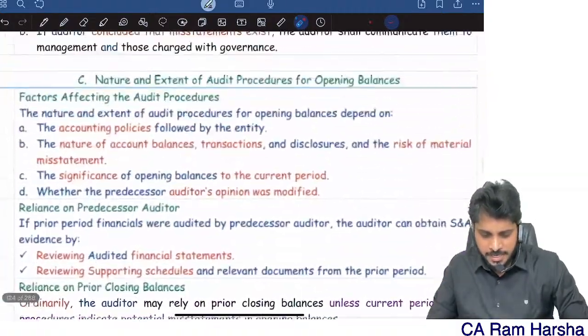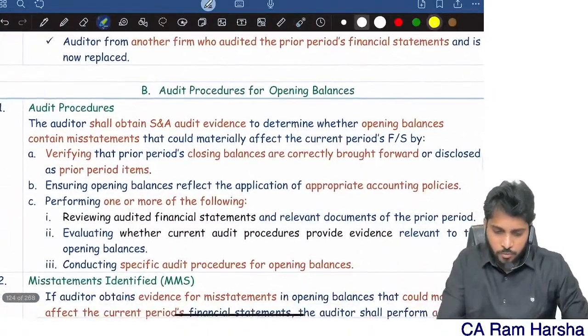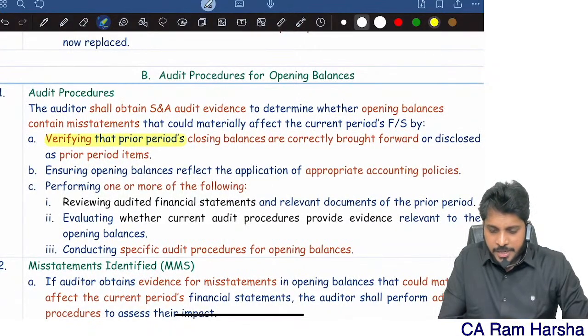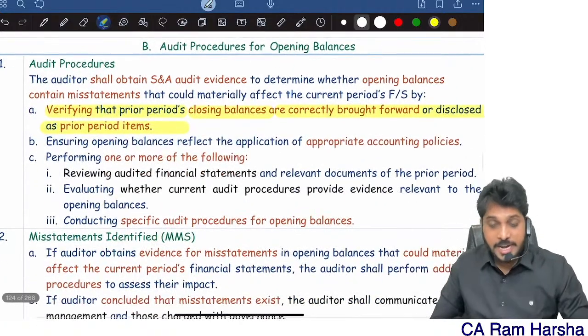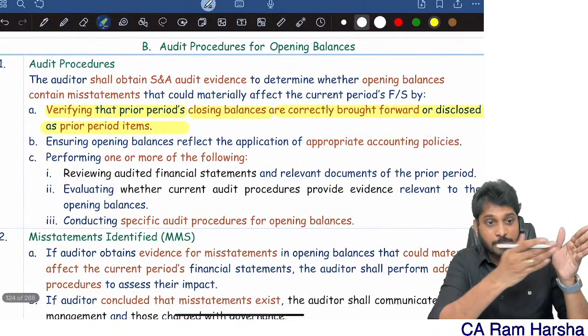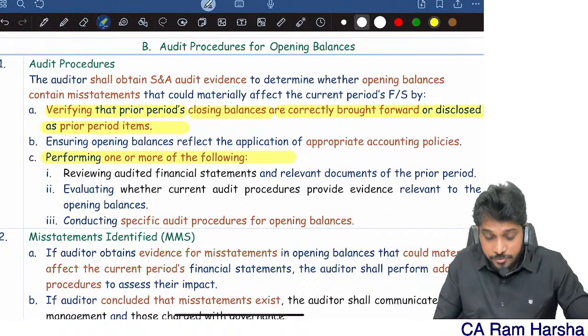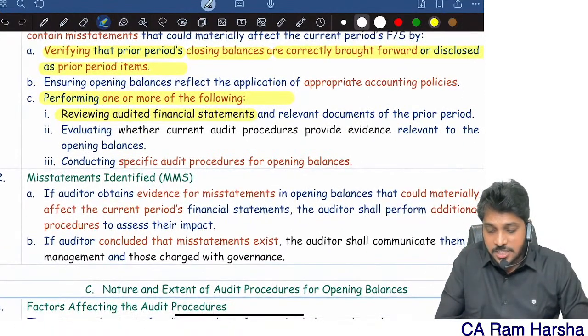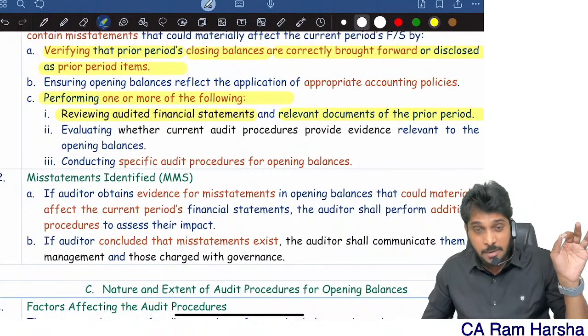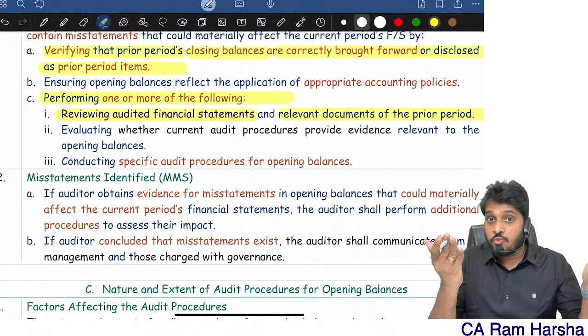Next. Now, what is the audit procedure for opening balance? Verify that prior period closing balances are correctly brought forward or disclosed as a prior period item. See whether last year's closing balances were correctly brought forward. How do I check? Perform one or more of the following procedures. Review audited financial statements of the prior period. Last year's audited balance sheet is there, right? Check that with the current year opening trial balance.